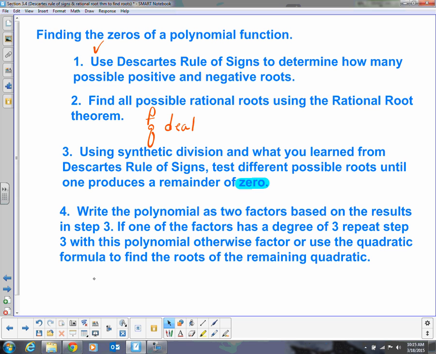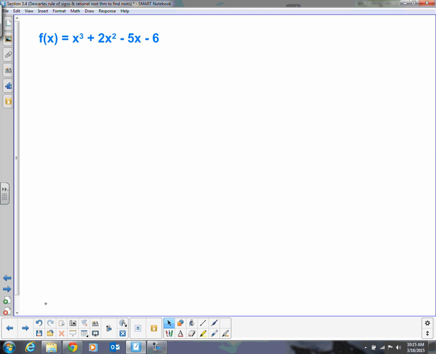If one of the factors has degree 3, you have to repeat step 2 and step 3 until you find the remaining factors. Can you go back over that again, please? Let me do one, it makes more sense. Here we go.